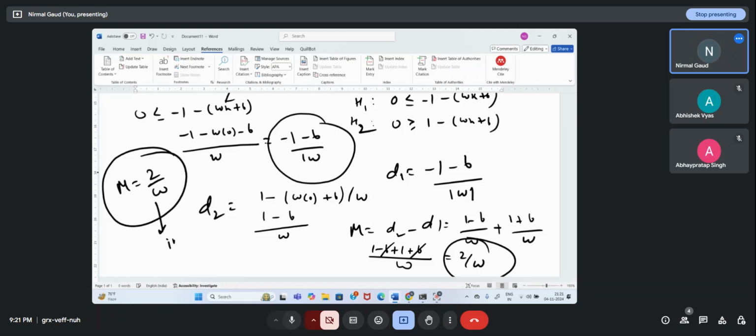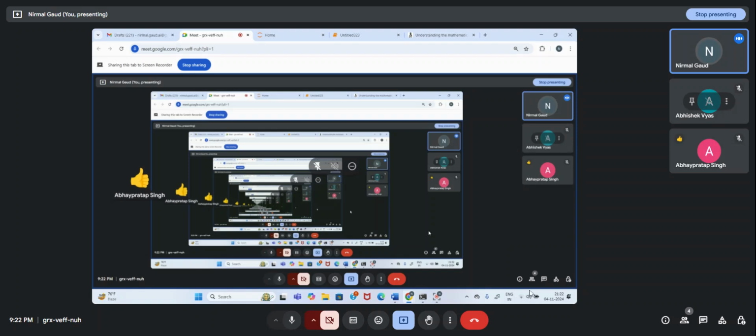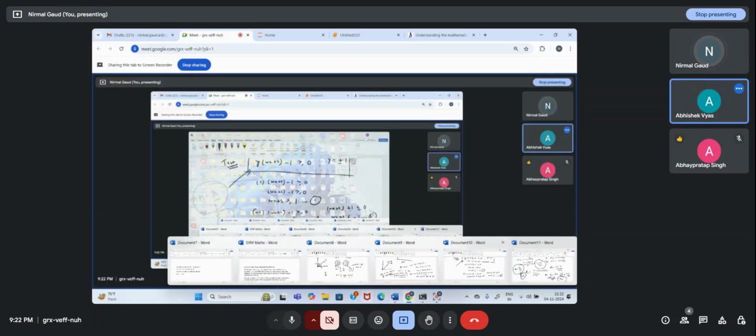Important. Did you understand this thing or not? Please tell me. Have you understood this thing? Yes, Mr. Abhay understood. Yes, sir. Okay, Abhishek also understood.